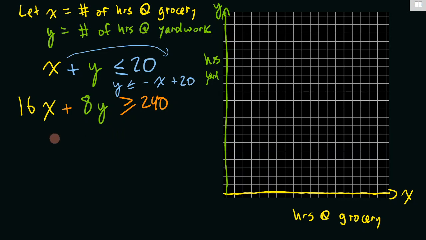First thing I'll do is bring the 16x to the other side, sorry, 16x. So 16x on the left becomes negative 16x on the right, plus 240. And then I'm going to divide by 8.